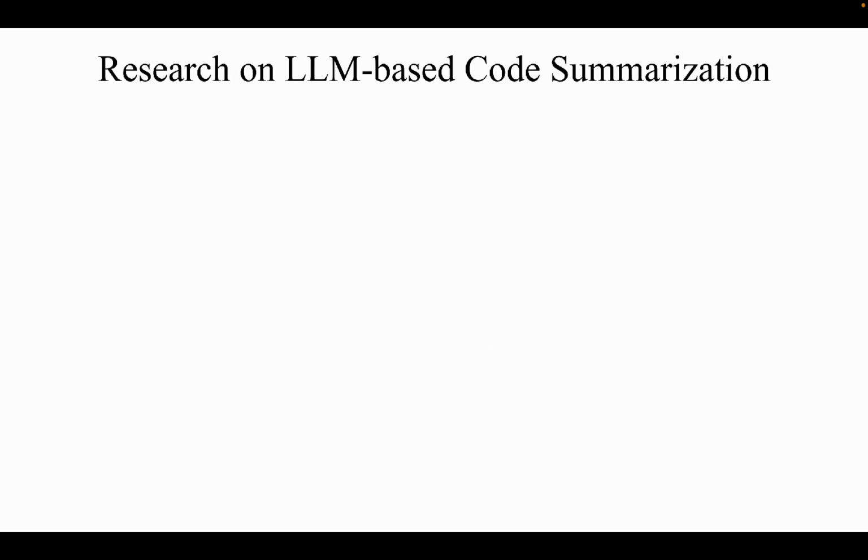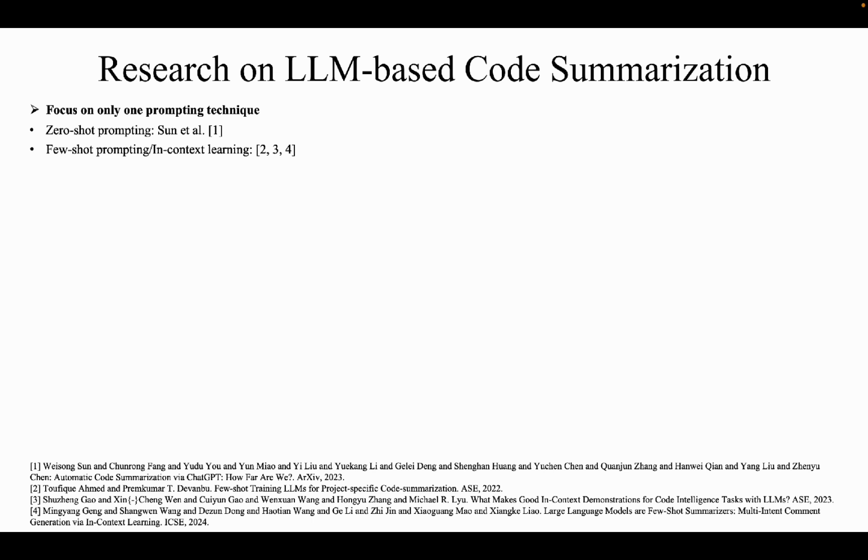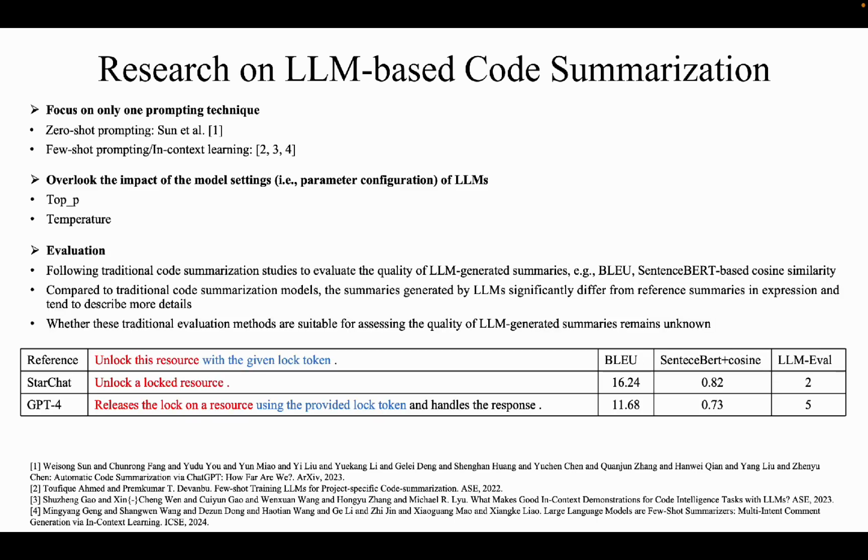There have been several studies investigating the effectiveness of large language models in code summarization, but they still have some limitations. First, most of them only focus on one prompting technique, while some advanced prompting techniques have not been investigated, like chain of thought. And second, they overlook the impact of the model parameter settings. There is no empirical evidence showing that large language models perform well in all model settings. And last, these studies evaluate model performance using text similarity or semantic similarity, but these metrics have critical limitations.